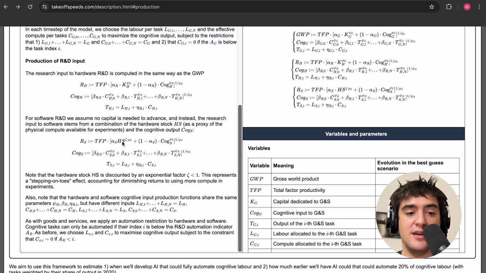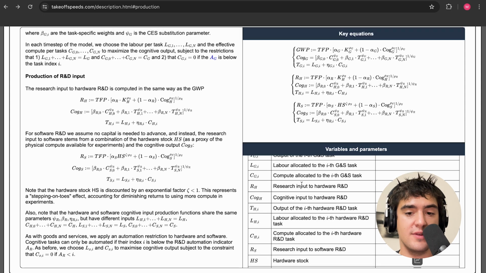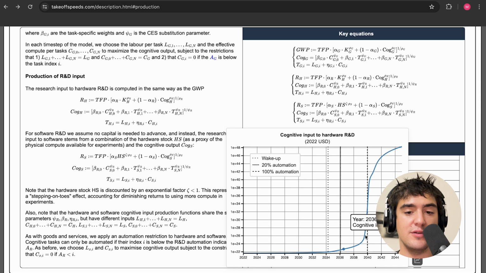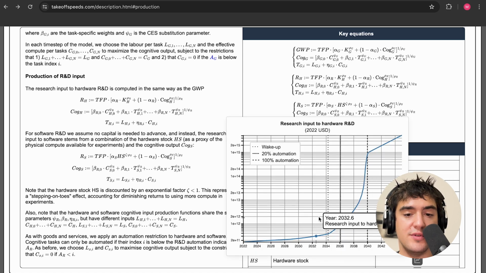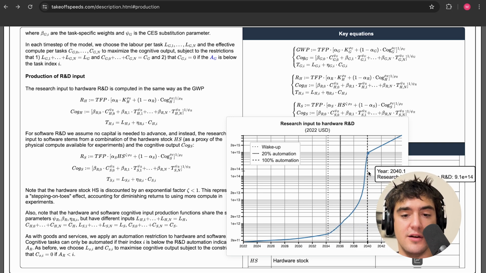So this is taken into account with hardware stock, which is a proxy for renting some physical compute for more experiments. If we go back into these equations, the cognitive input to hardware is this variable that we've just looked at. And all of this cognitive input to hardware R&D is then translated into research input to hardware R&D. So the RH variable here takes into account capital and cognition. And this research input is less dramatic, but still spans multiple orders of magnitude between 2034 and 2040.